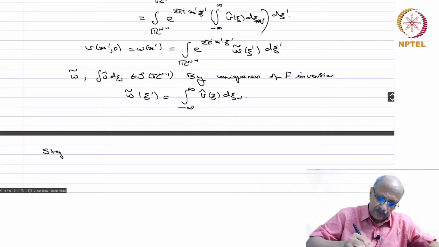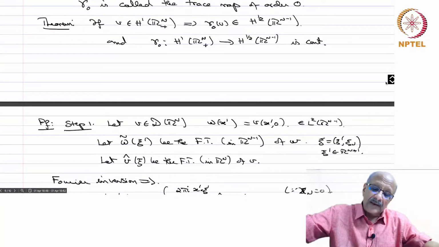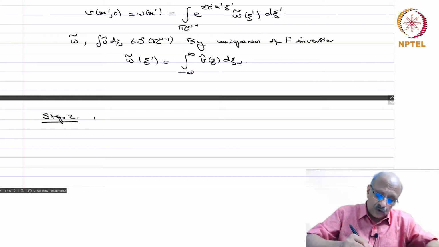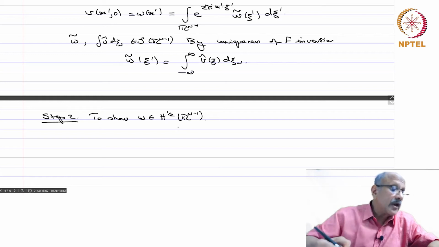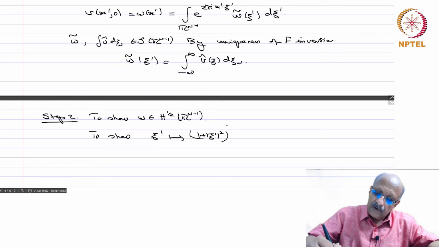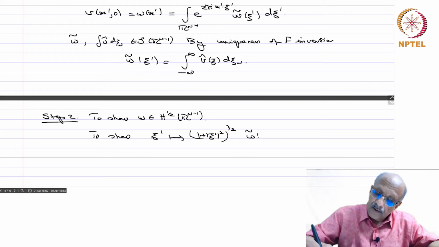So now we go to step 2. So what is the claim? We claim that W is in H half of Rn minus 1. So to show W belongs to H half of Rn minus 1, in other words, we need to show that xi dash going to 1 plus mod xi dash square, power half, times W tilde xi dash is square integrable.